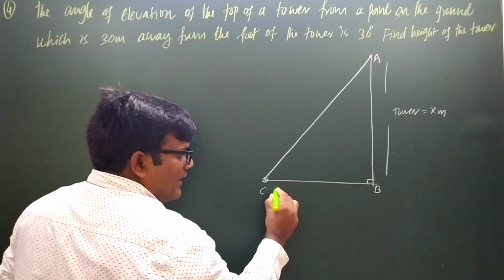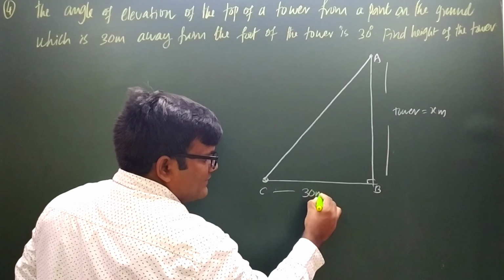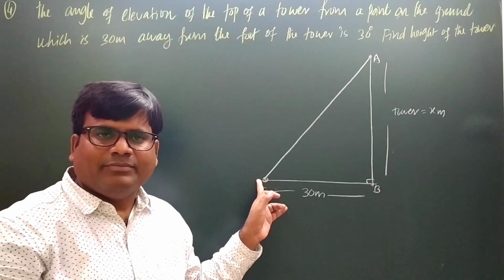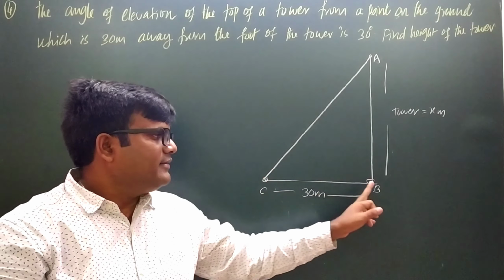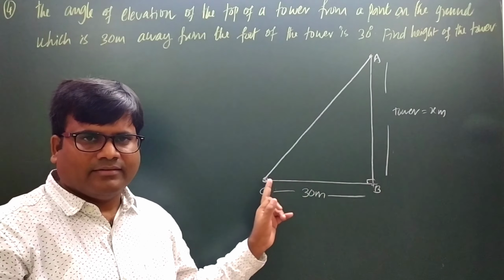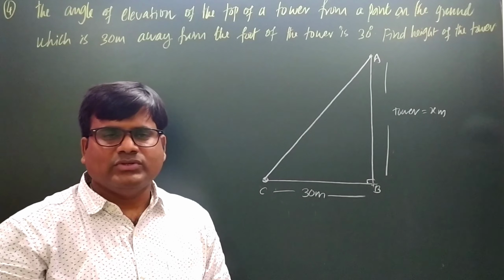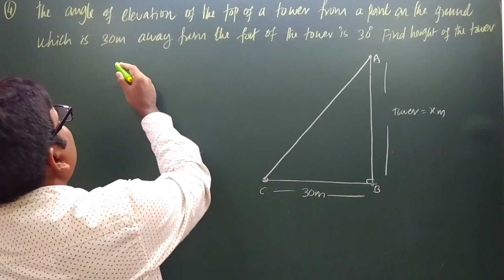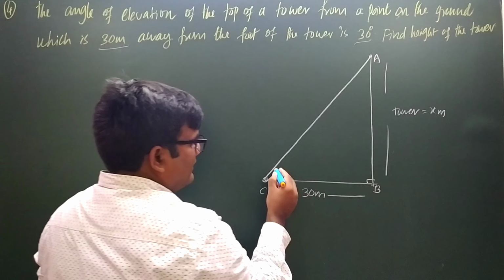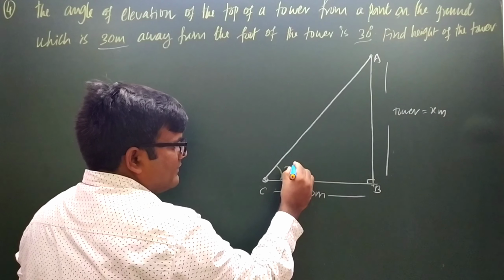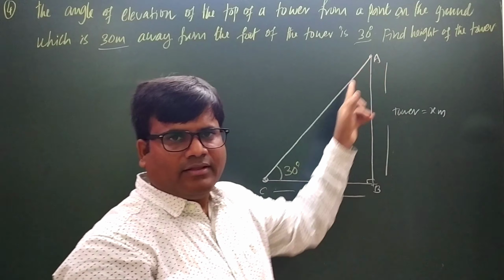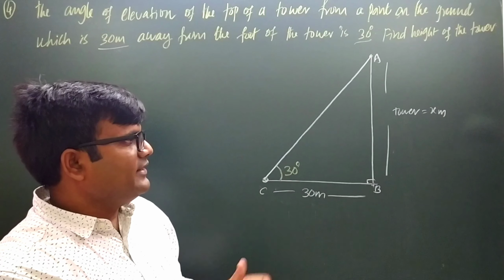The observer lies 30 meters away from the foot of the tower. So C is the observer. He is 30 meters away from the foot of the tower, so the length of BC is equal to 30 meters. Next, the angle of elevation is 30 degrees. The observer is observing the top of the tower, so the angle of elevation is given, that is 30 degrees.